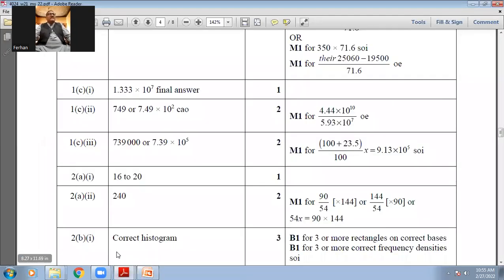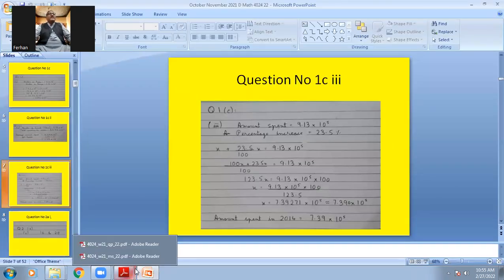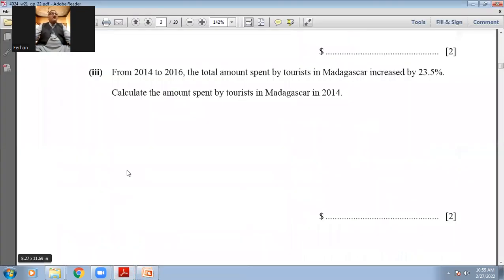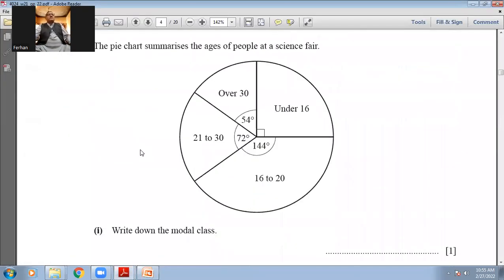Let's check. 7.93 expo $5. So our answer is right. Okay, so let's move to the next question.